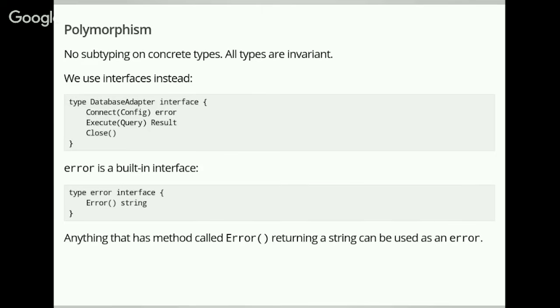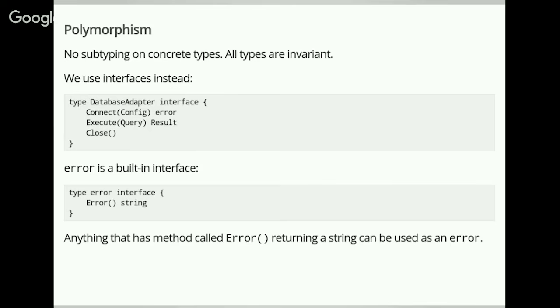You can use it. So if I define this type database adapter, which is an interface that has 3 methods, one called connect that takes in a config and returns an error, one called execute, taking in a query and returning a result, and one called close, I can just implement these methods in any type I want, and I can automatically use them as a database adapter. We're actually going to do this in the next slide.